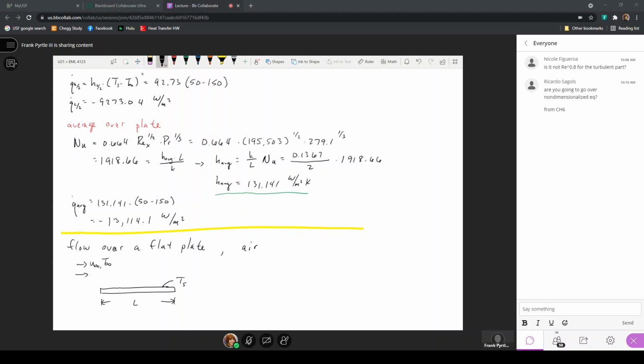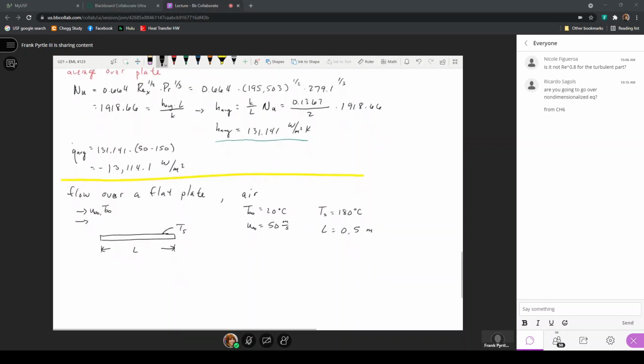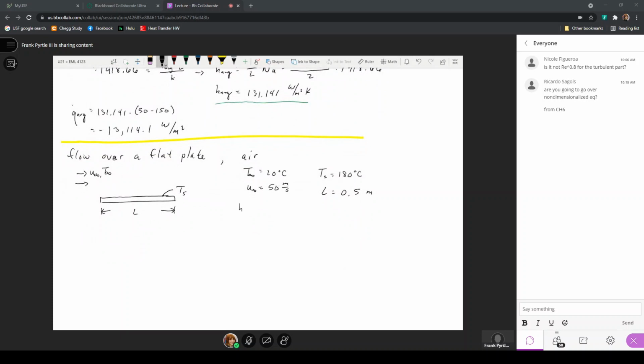Here, the air has a temperature T infinity of 20 degrees C, and the surface temperature is 180 degrees C. The fluid velocity, U infinity, is 50 meters per second, and the plate is 1/2 meter long. For this problem, let's find the average heat transfer coefficient over the plate.